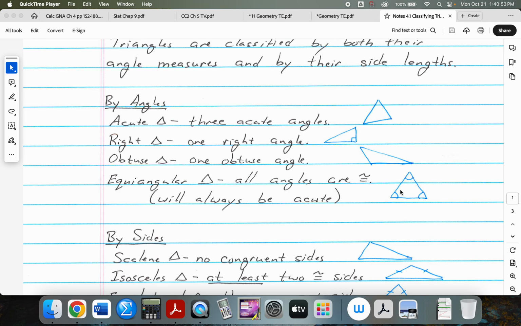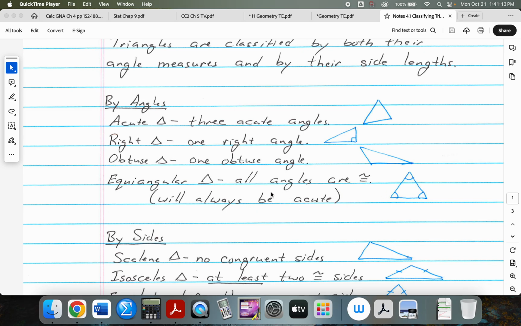So you have to be careful. People sometimes will say things like, if it's got an acute angle, it's an acute triangle. Well, that's not true. All triangles have an acute angle. And then an obtuse triangle is a triangle that has one obtuse angle and, again, two acute angles.